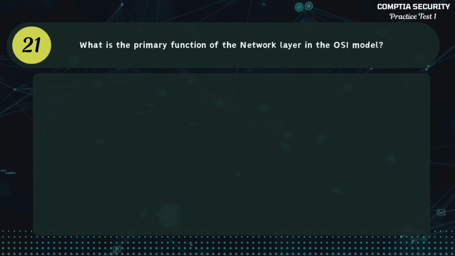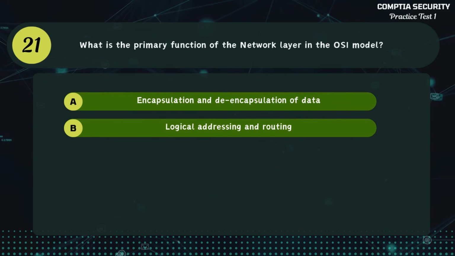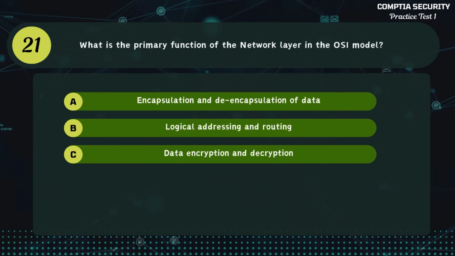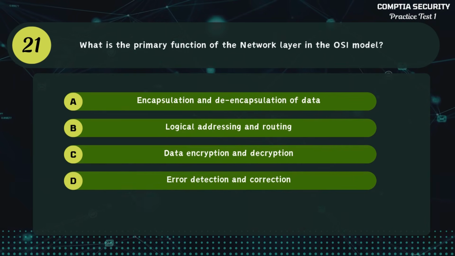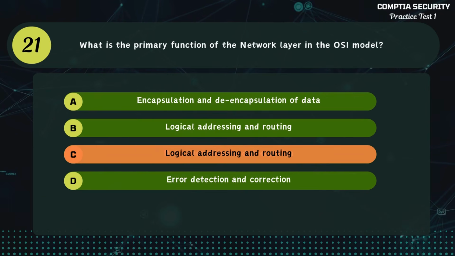Question 21. What is the primary function of the network layer in the OSI model? A. Encapsulation and de-encapsulation of data. B. Logical addressing and routing. C. Data encryption and decryption. D. Error detection and correction. Correct answer C. Logical addressing and routing.